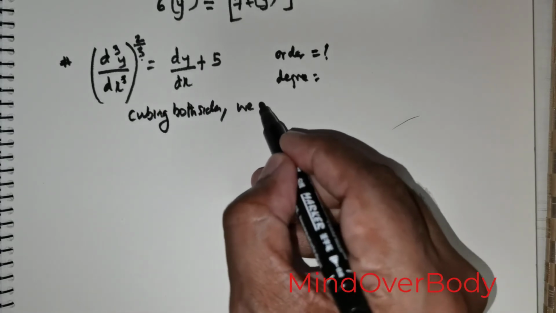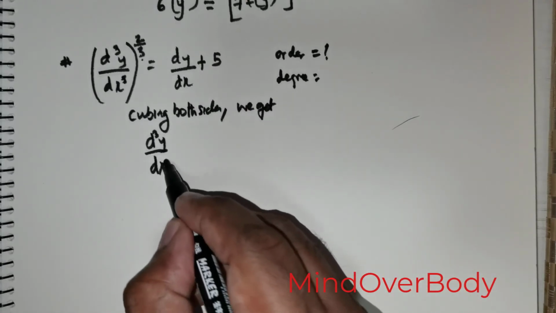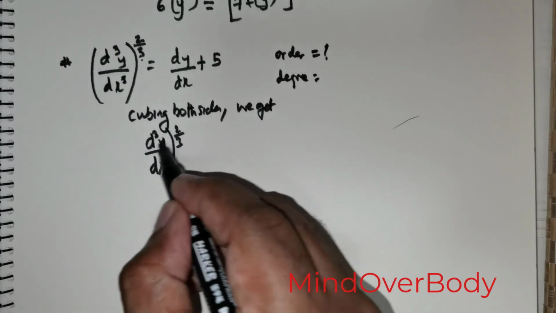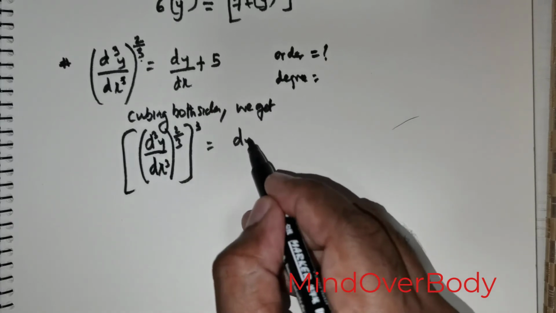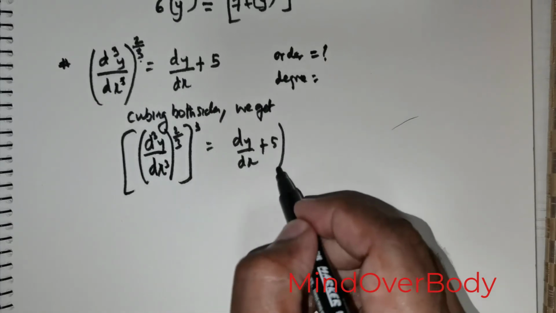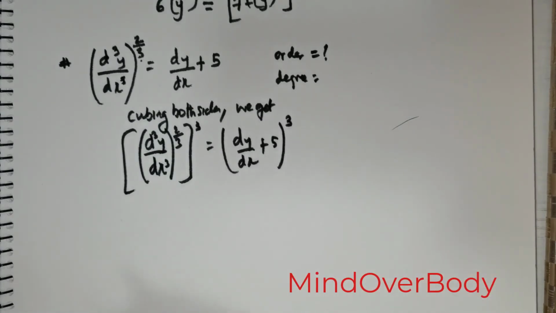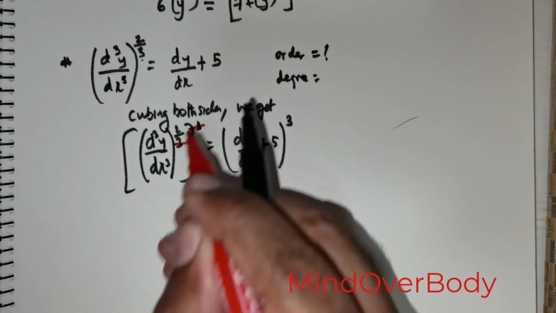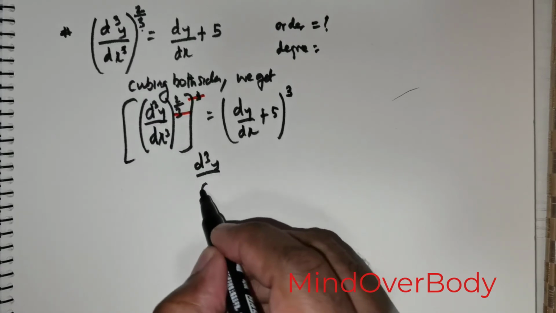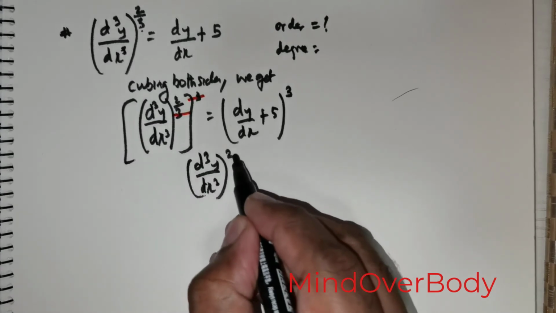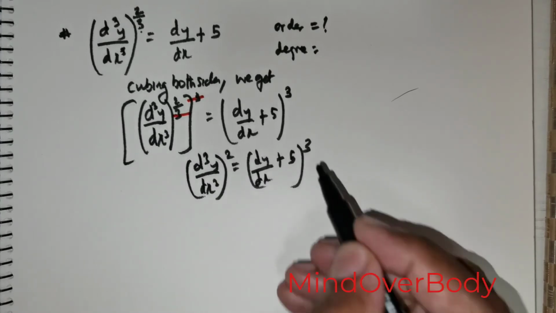We get, so this is going to be d³y/dx³ raised to the power of 2 over 3. Now I'm cubing this term, so I get a 3 there. This is going to be equal to dy/dx plus 5, raised to the power of 3. Now clearly from the law of indices I can cancel the 3 that you see here, and that would mean I would now have (d³y/dx³) raised to the power of 2 is equal to (dy/dx plus 5) raised to the power of 3.